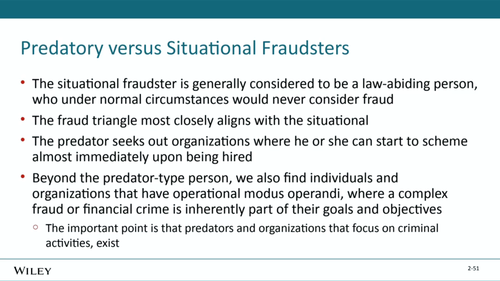Some other studies divide fraudsters into two groups, and this is important: the predatory fraudster and the situational fraudster. The situational fraudster is generally considered to be a law-abiding person, a fraudster who has no criminal record and who under normal circumstances would never have considered fraud. The fraud triangle most closely aligns with the situational fraudster, who, in my humble opinion, is the biggest number of fraudsters.